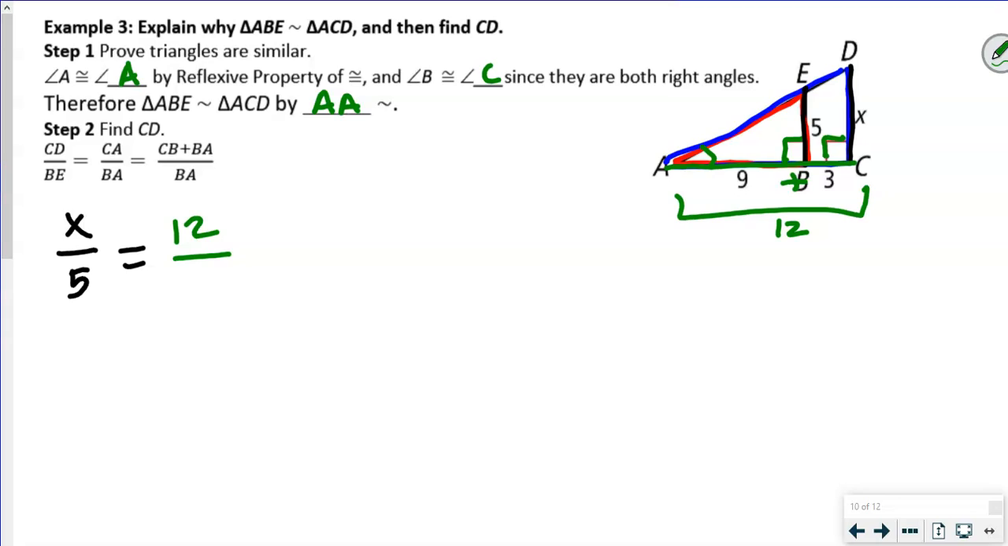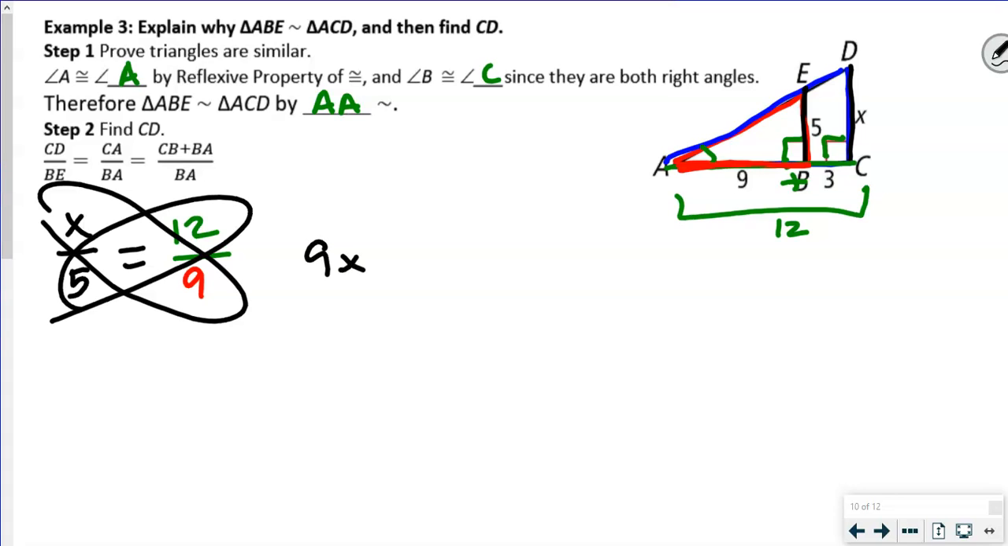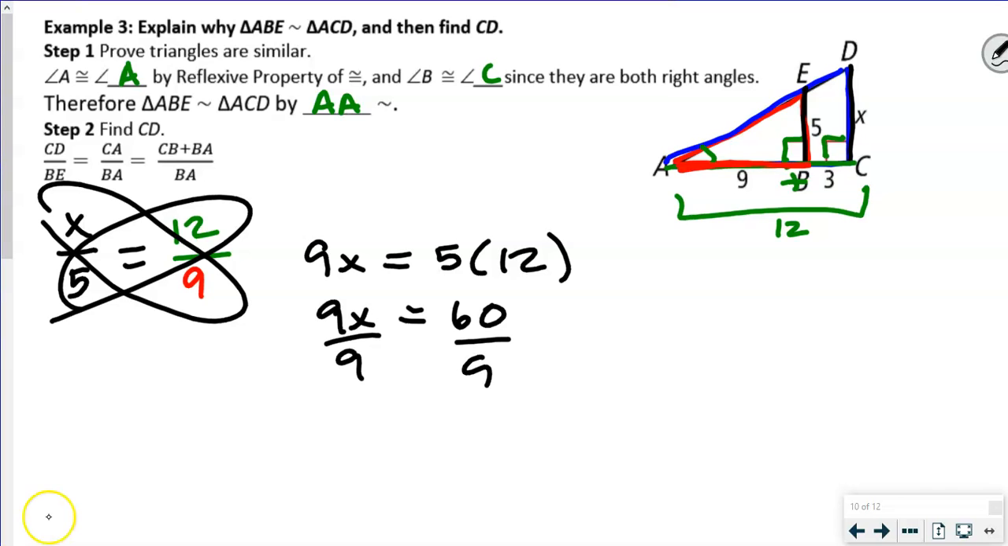BA. Now, BA is the little triangle. Y'all see it right here? It's the red one that I did originally. See it right there? BA is 9, right? So we're going to put it over 9. We're just going to cross multiply here again, okay? So we're going to do 9x is equal to 5 times 12. So that's going to be 9x is equal to 60. So we're going to divide both sides by 9. So I got x is equal to 6.67.